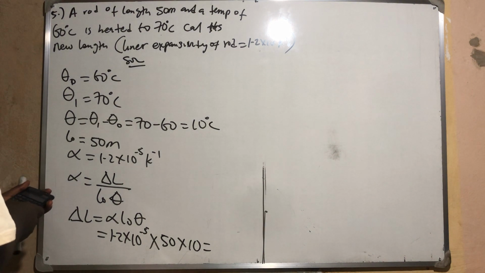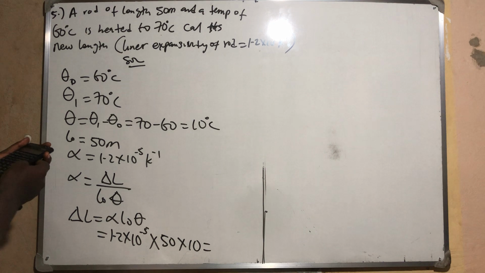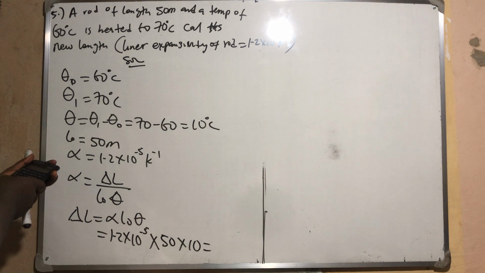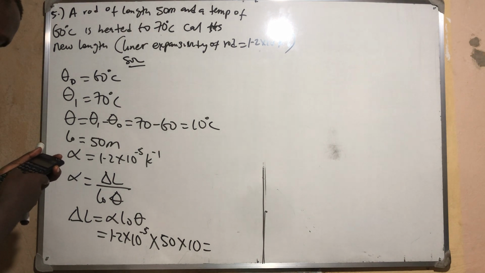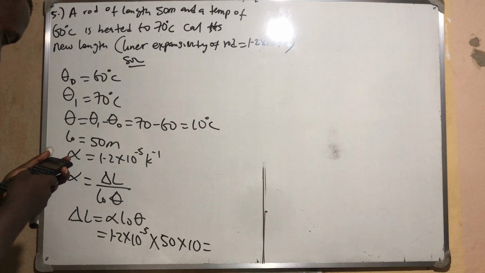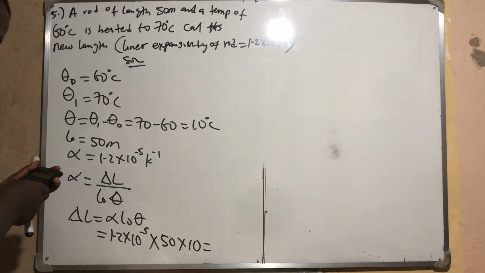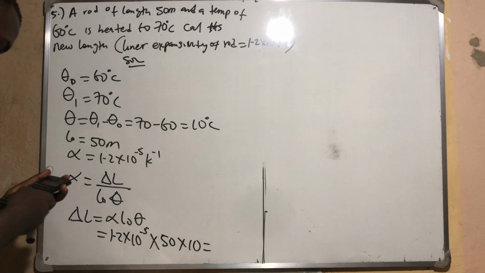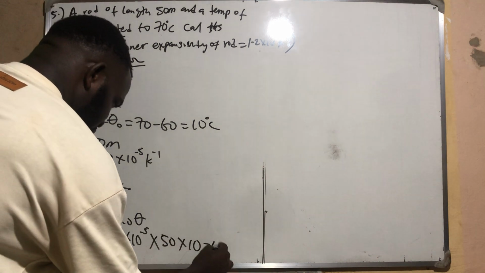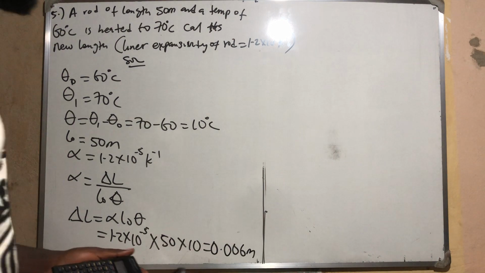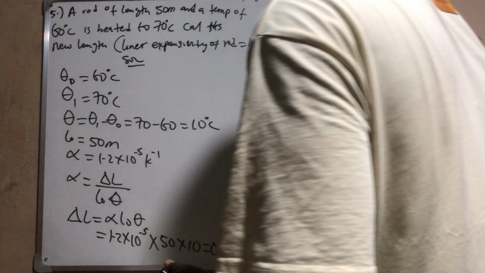If you multiply this out, you'll have 1.2 times 10 raised to power minus 5, then times 50 times 10. So I have 0.006 meters. So this is the change in the length.